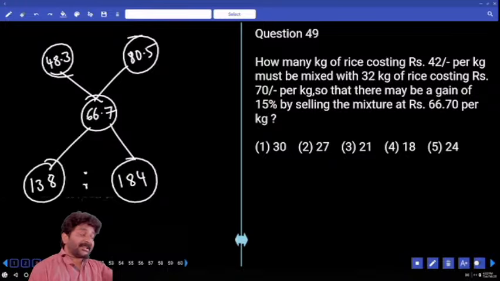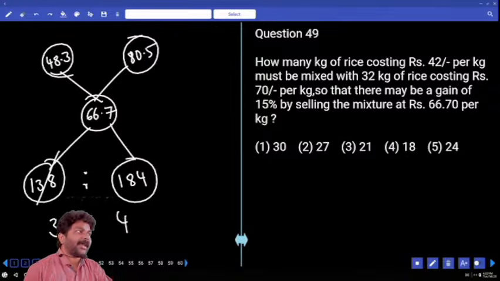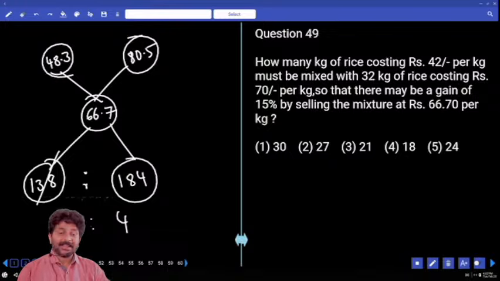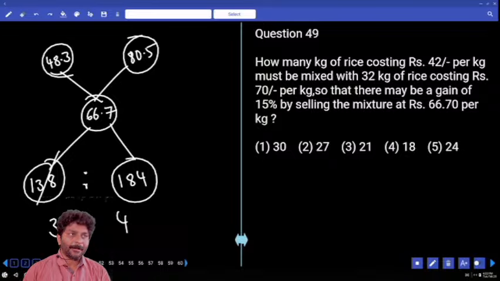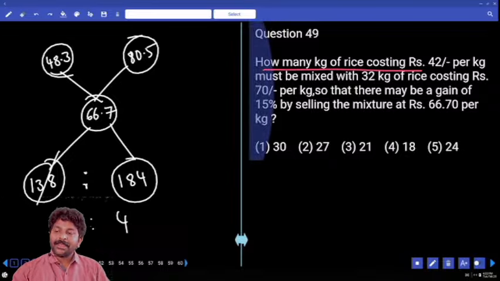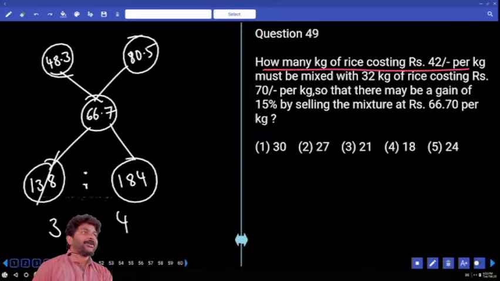46. 138 is how many times of 46? If it is 3 times, obviously the next one is one more time extra. That is 3:4. Correct? Now we were asked to calculate the quantity of the first variety. Right? How many kgs of rice costing 42 rupees? That's the question. That means we have to calculate the value of 3 parts. The 4 parts value we know.